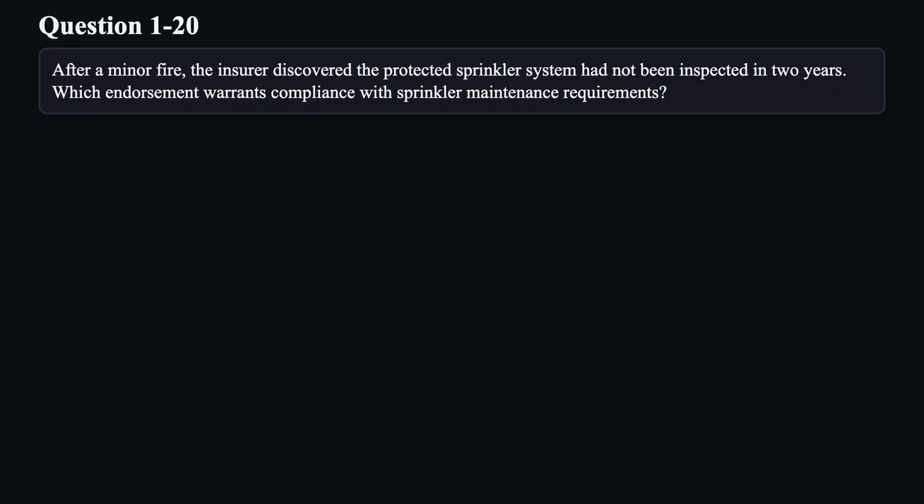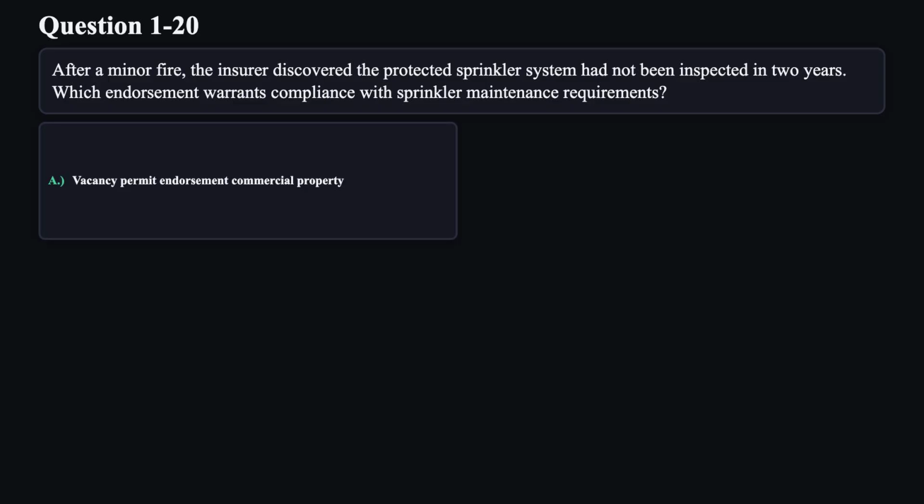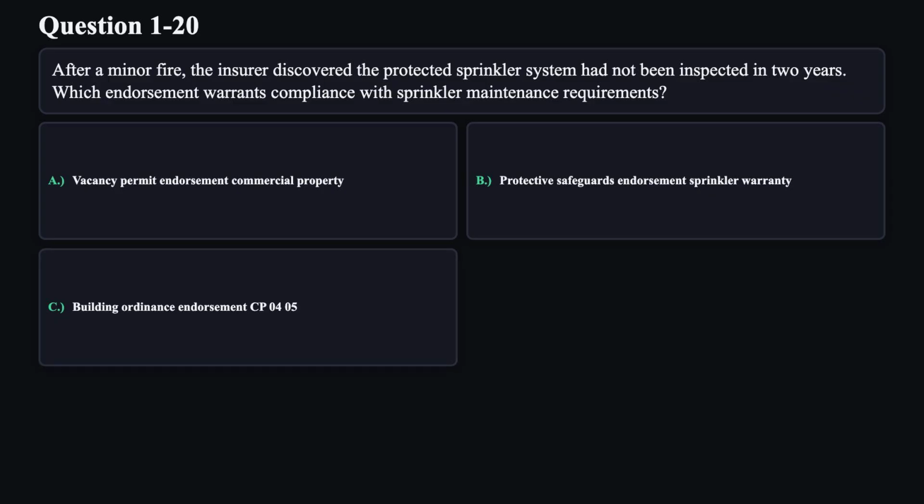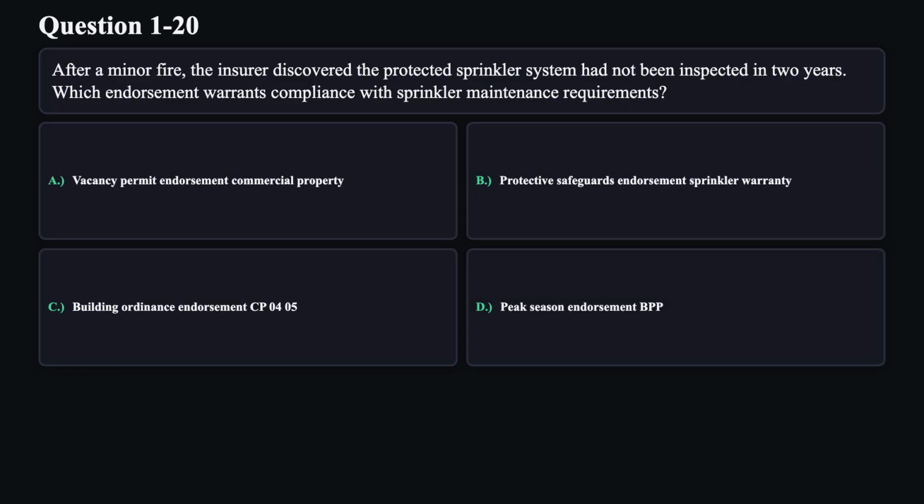Question 20. After a minor fire, the insurer discovered the protected sprinkler system had not been inspected in 2 years. Which endorsement warrants compliance with sprinkler maintenance requirements? A. Vacancy Permit Endorsement, Commercial Property. B. Protective Safeguards Endorsement, Sprinkler Warranty. C. Building Ordinance Endorsement, CP 04 05. D. Peak Season Endorsement, BPAPN.